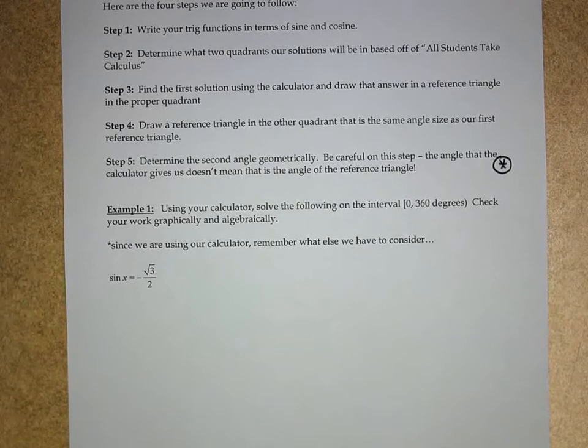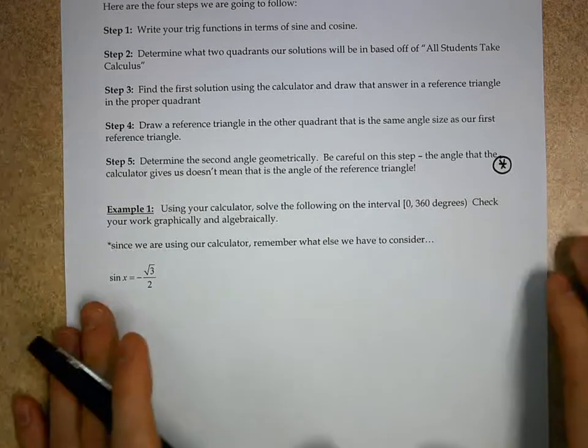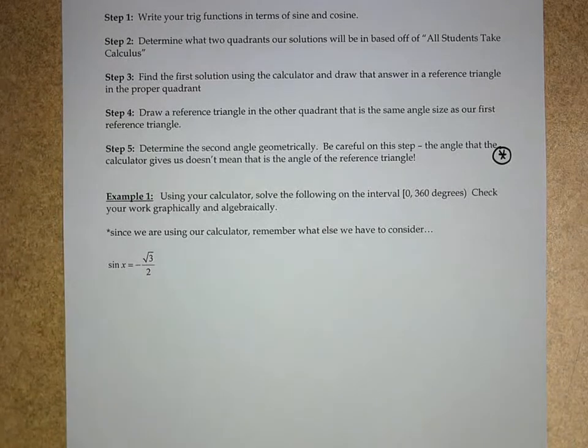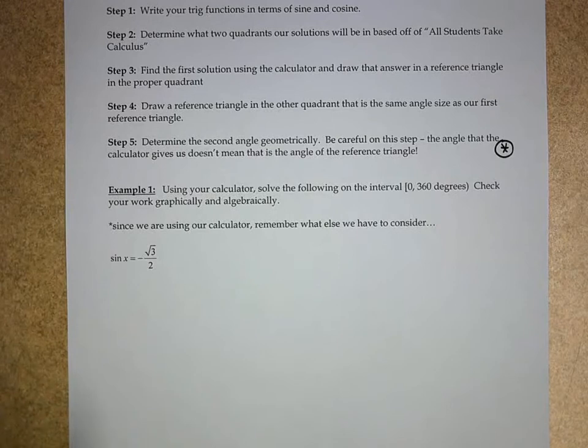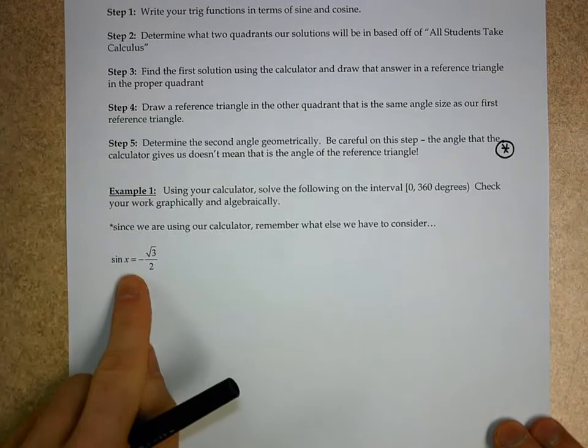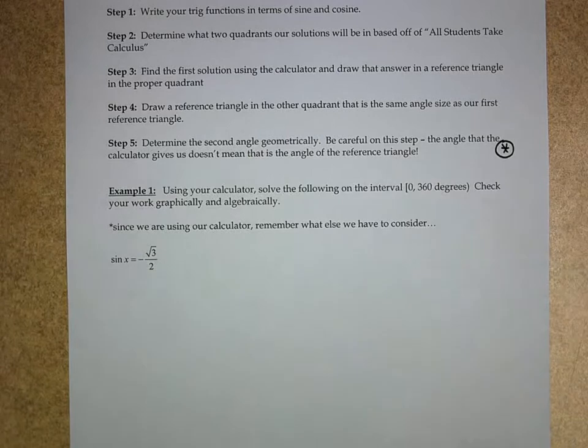So for example number 1, using your calculator, solve the following on the interval from 0 to 360. Check your work graphically and algebraically. So we're going to be using our calculators for this, but since this one is on the unit circle, let's look at it from the unit circle perspective. Then we'll imagine that it's not on the unit circle and go through all the steps in order to solve. So the sine of x is equal to negative square root of 3 over 2.